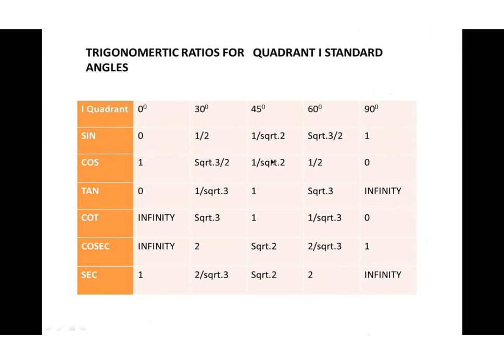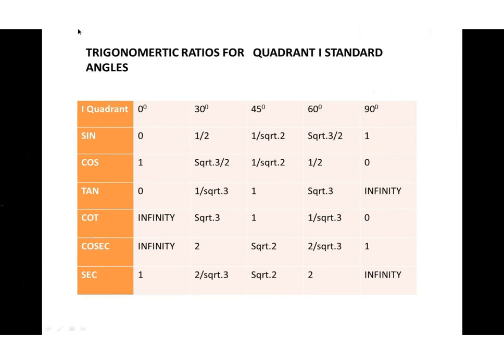Now if you remember the first quadrant values, then it will be very easy for you, because in the later topics we will derive the trigonometric ratio values for all 4 quadrants. That means for the second, third, fourth quadrant we have to cover standard angles like 120, 150. There we will require these values. So for the first quadrant you should be able to write this table. Okay, this is very important.